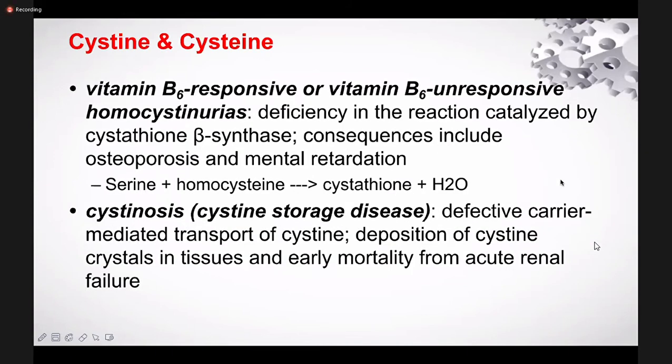So problems in the catabolism of cysteine and cystine. So we have the vitamin B6 responsive and the vitamin B6 unresponsive homocystinuria. So here the deficiency in the reaction catalyzed by glutathione synthase. So there is a deficiency in the reaction catalyzed with this enzyme, and the consequence is osteoporosis and mental retardation.